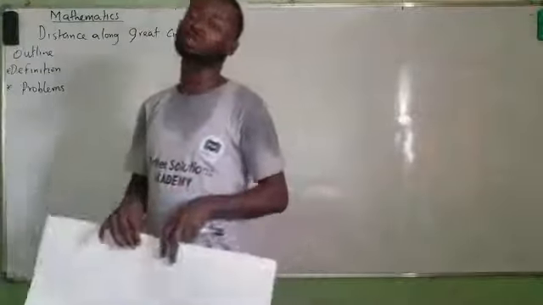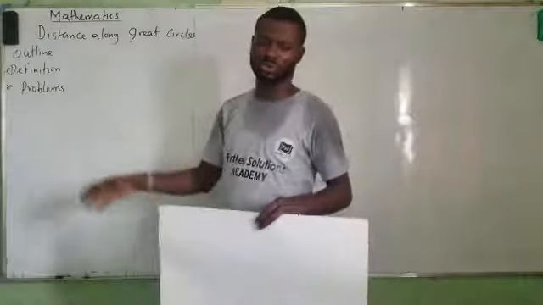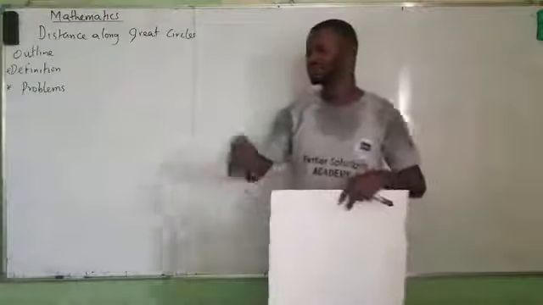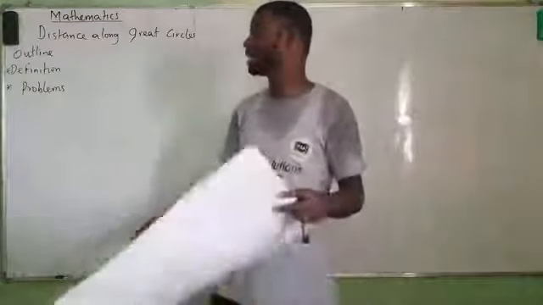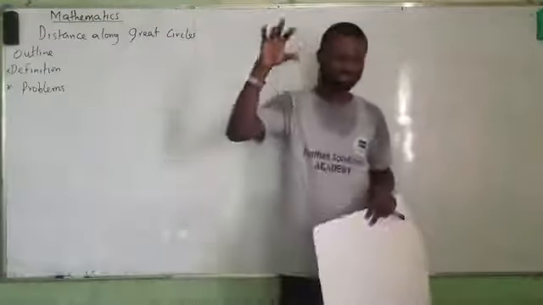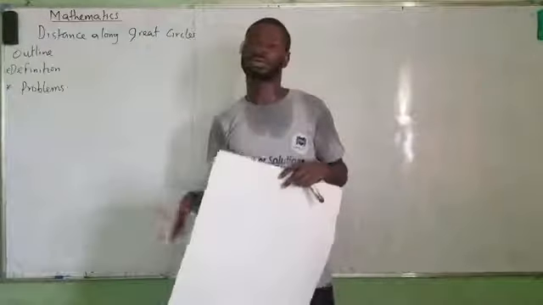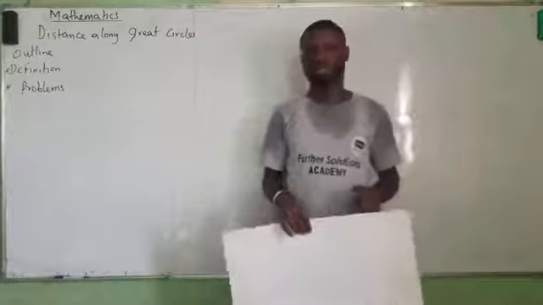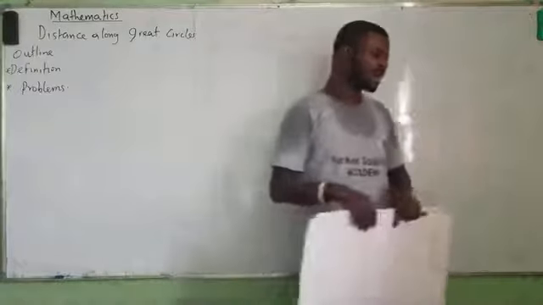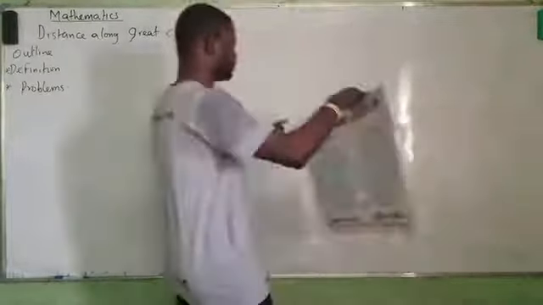Before you watch this video, kindly watch the previous video. We have talked extensively about how to locate a point on the latitude and the longitude, and the difference between a great circle and a small circle, and also small radius and big radius, and so on and so forth. But before I continue, let me show you a chart.